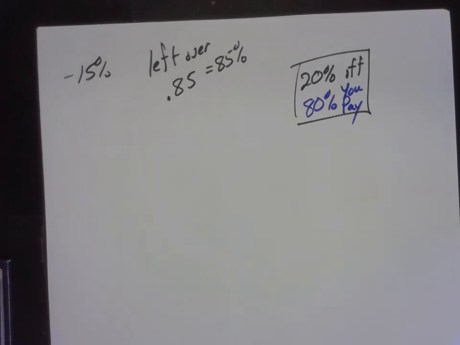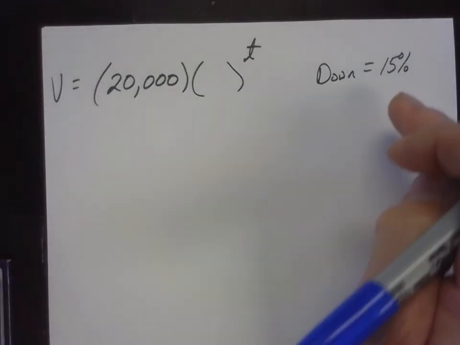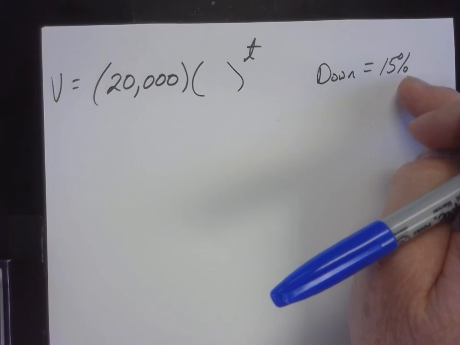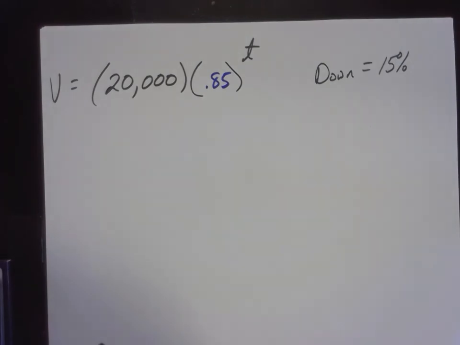Okay, so if the value, where did it go? Here it is. If the value of my car is going down 15% every year, what percent do I have left? 85%. Okay, so let's see.